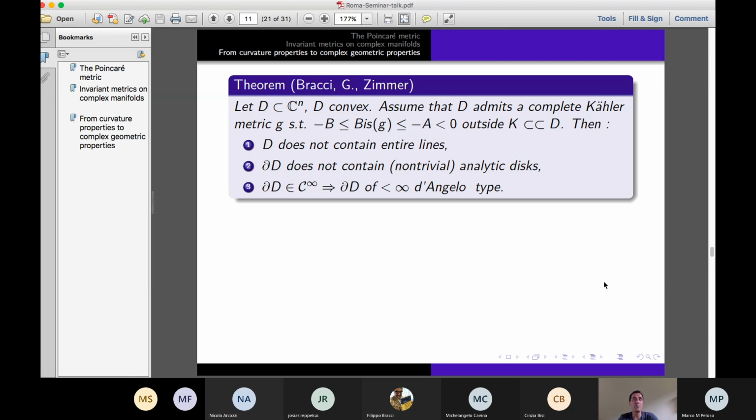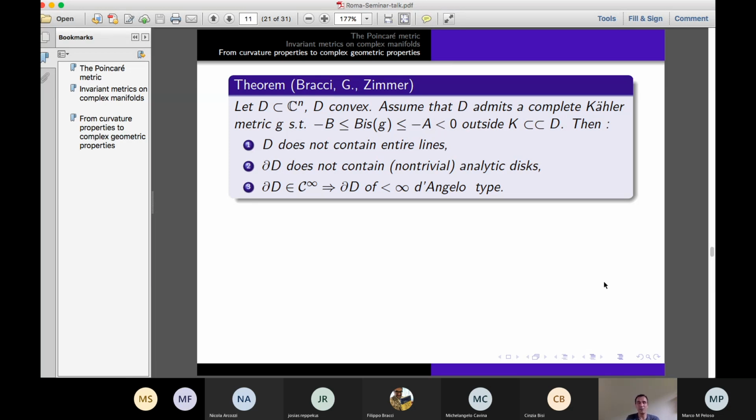The second point is that the boundary does not contain non-trivial analytic disks. So it's far from being the bidisk, and that we understand by Yau's result. It really goes in the same direction. With that assumption, you are far from having a bidisk or something that is close to a bidisk. And the third condition is if you assume that the boundary is smooth, and we can always assume that the domain is bounded, it's not a big deal here, then the boundary of the domain is of finite type in the sense of D'Angelo.